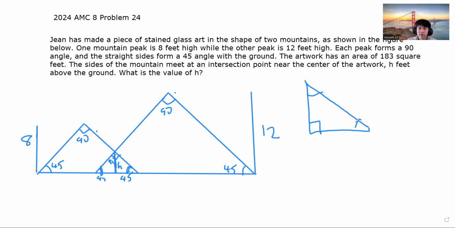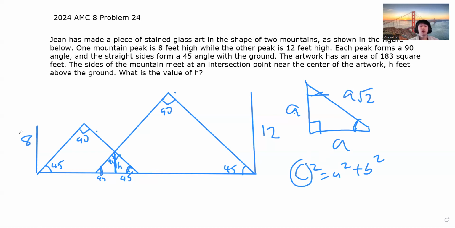So 90, 45, 45. What this tells us is that if this side length is a, then since there's the same angle, this side is also a. Then using the Pythagorean theorem, which is c squared equals a squared plus b squared, we get that this hypotenuse is equal to a root 2. Okay, cool. Now we can use this fact to get a bunch of numbers.